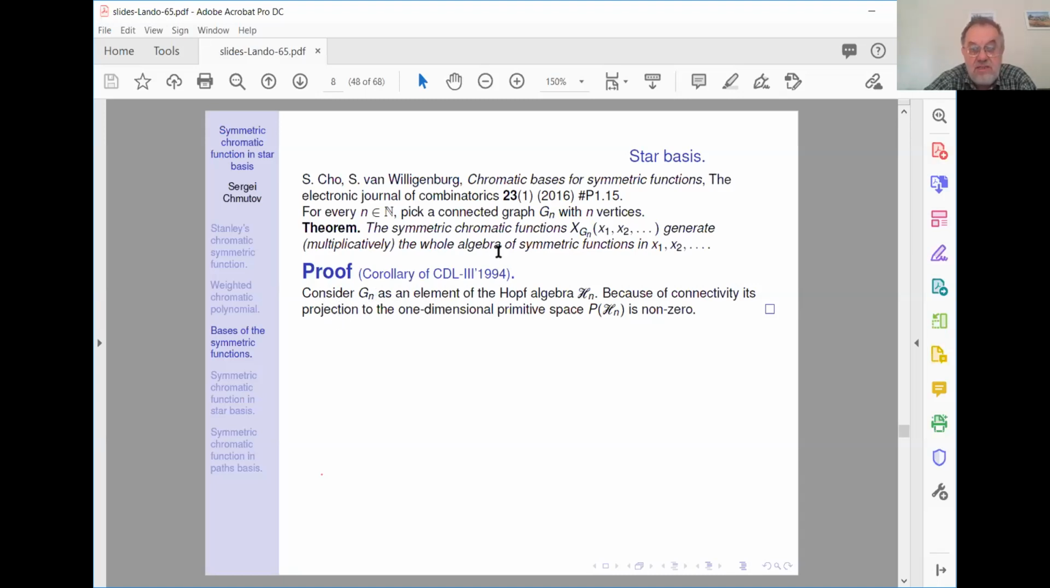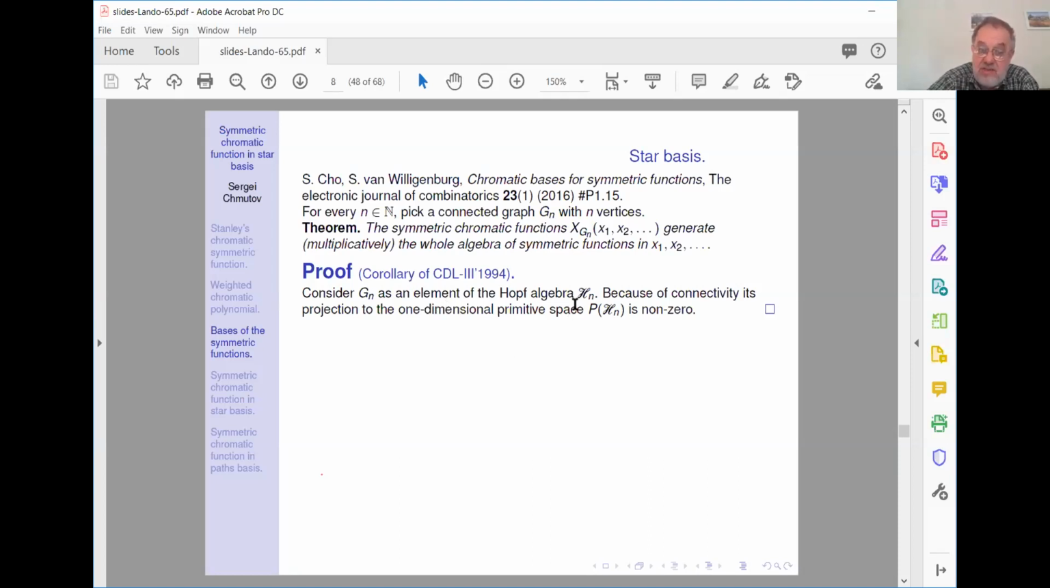So if I consider this graph as an element of the Hopf algebra, then because of the deletion-contraction relation, the projection of this graph on the primitive space will be non-zero. So I just contract these edges, and of course at the end I will contract everything, and that will be the one vertex of weight n with a certain coefficient when I contract everything there.